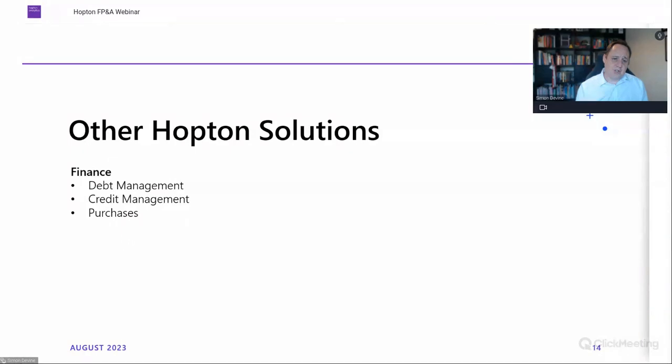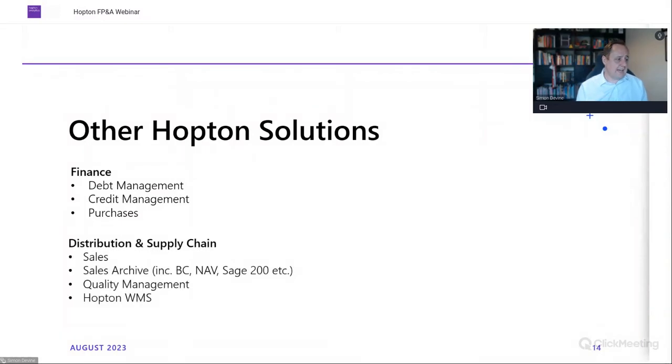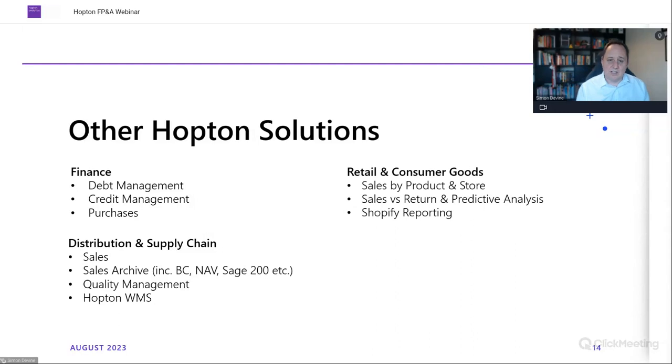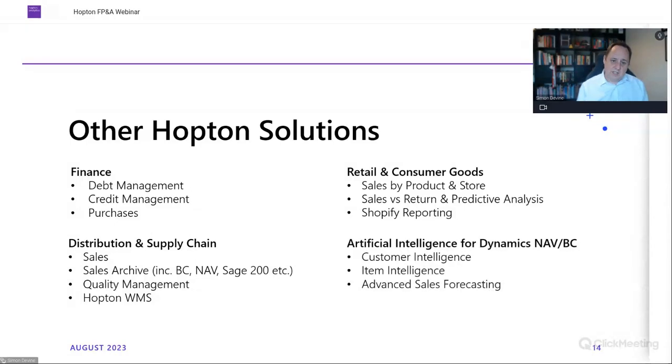In terms of what we've produced at Hopton, we've produced a series of finance solutions, debt, credit, purchase, distribution, sales archiving, quality management, our WMS solution, retail analysis by sales by product and store, by sales versus returns, predictive analytics, Shopify reporting, AI, customer intelligence, item intelligence, advanced sales reporting. Really the options of what you could achieve and what we in Hopton have achieved mean we will have more than one solution to suit.